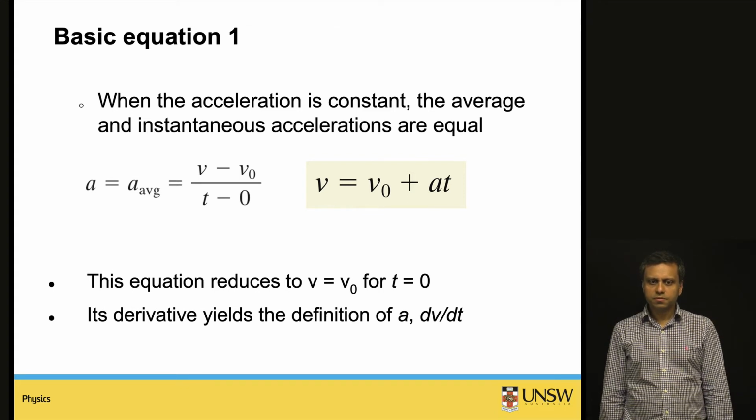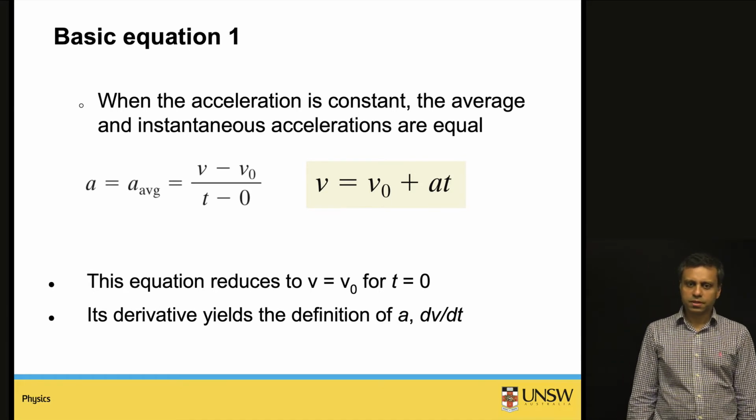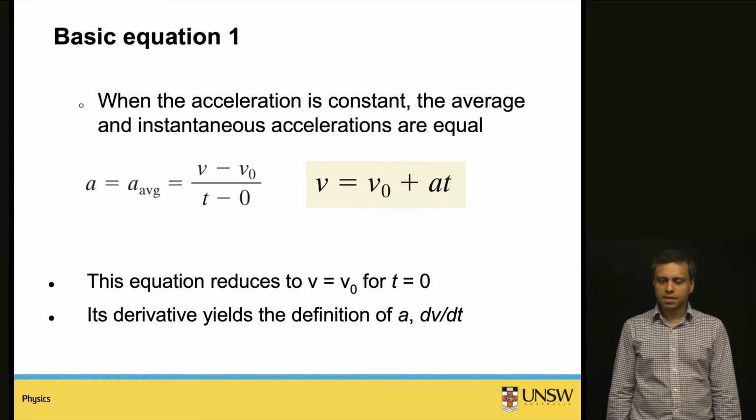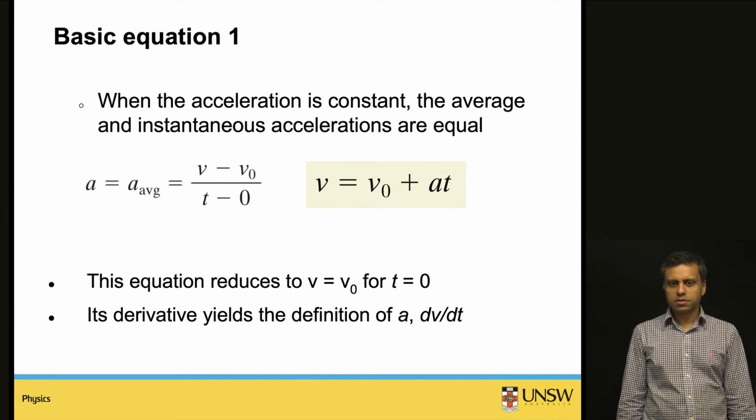And then we need to find the final velocity. So we rearrange this expression and we get one of the equations we have just talked about. V equals v naught plus at. A is the constant acceleration, t is the time, and v naught is the initial velocity of the particle.